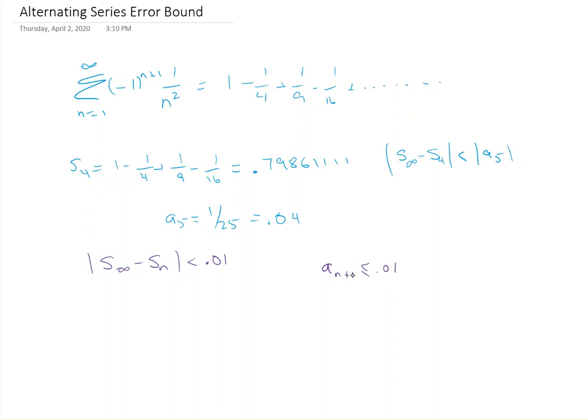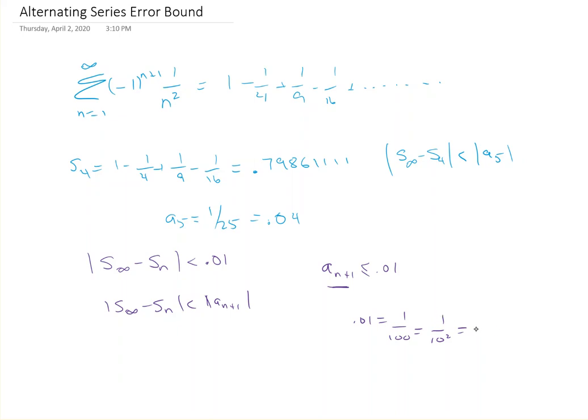Because once I find some number that a sub n plus 1 is small enough, then I know that when I plug that number into this term, I'll be close enough, right? As long as this number here that I choose is less than or equal to 0.01, then I know that my error, how far off I am, is going to be less than 0.01. For this scenario, I chose 0.01 for a reason, because 0.01 equals 1 over 100, which is 1 over 10 squared, which just happens to be a sub 10.